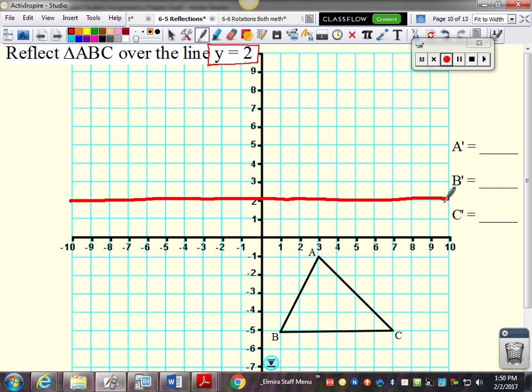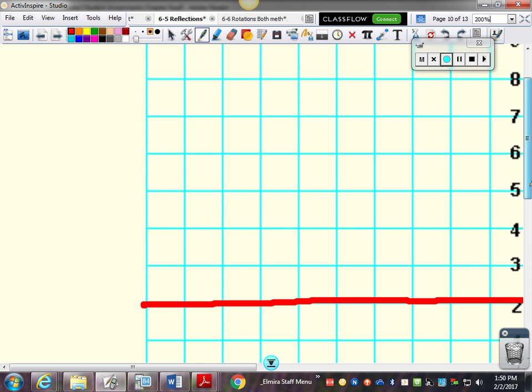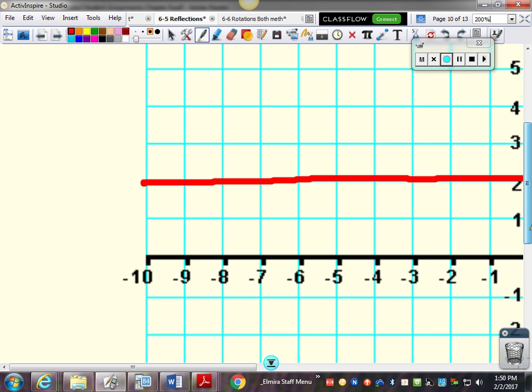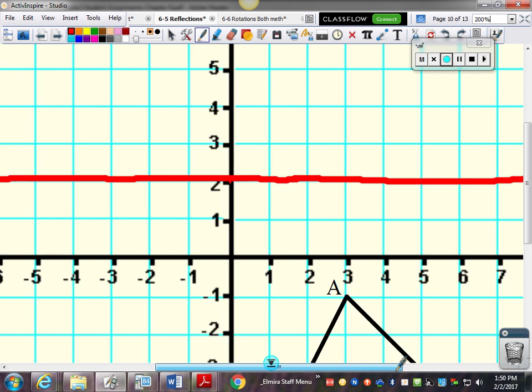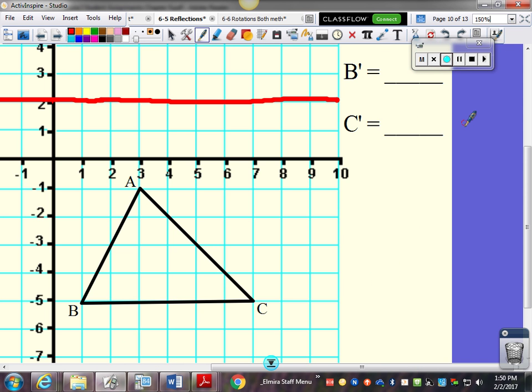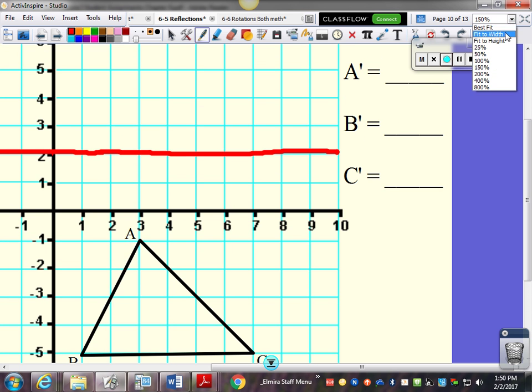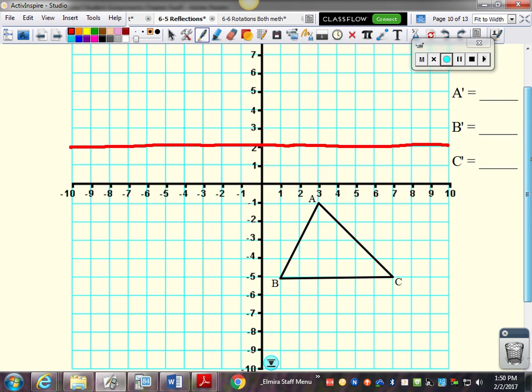Okay. Same technique as before. Let me blow this up. Oh, I can't blow it up quite that big. That's not going to cut it either. No, we're going to have to leave it the way it is.